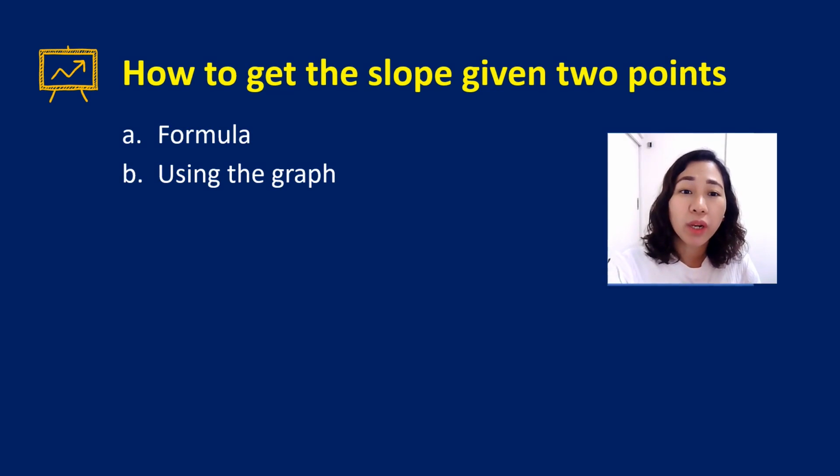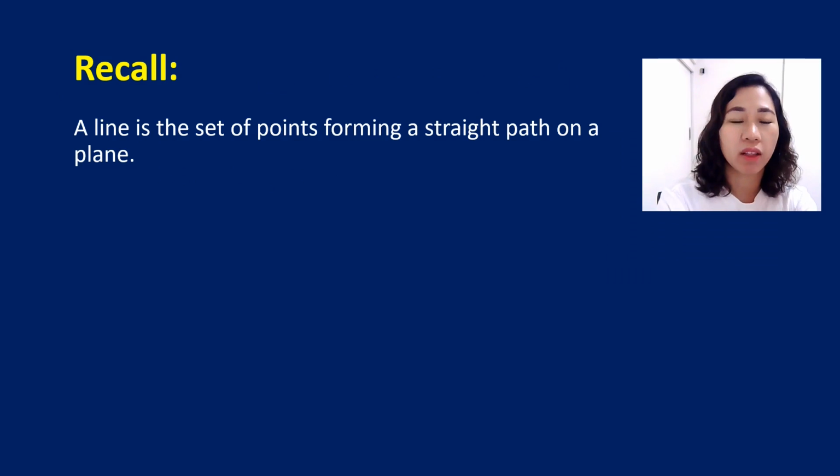In this lesson, we are going to learn how to get the slope given 2 points using your formula and using the graph of the line. Okay, let's recall that a line is just a set of points forming a straight path on a plane.